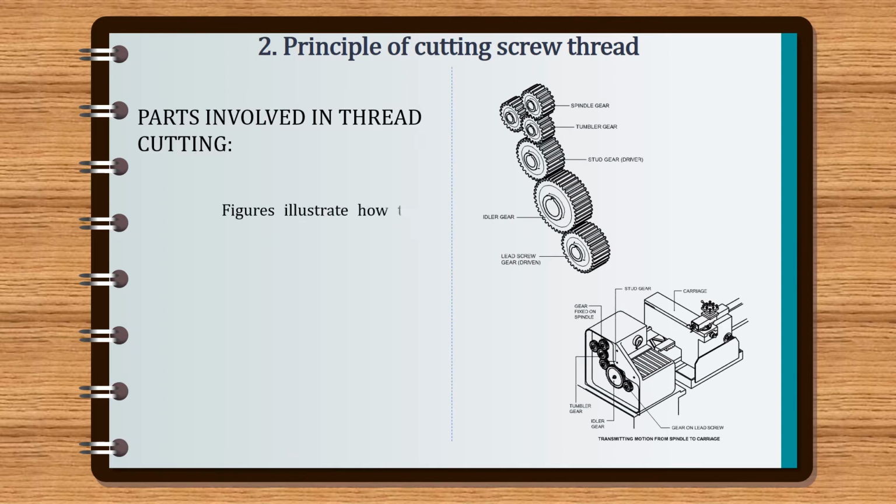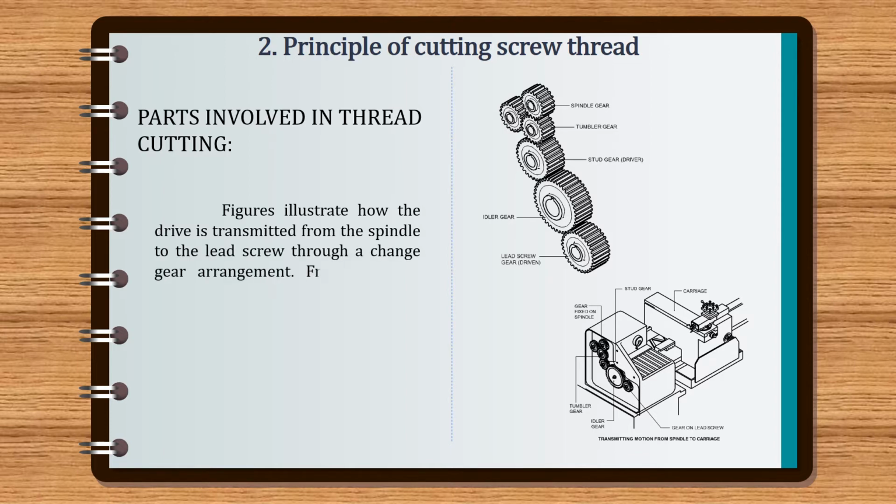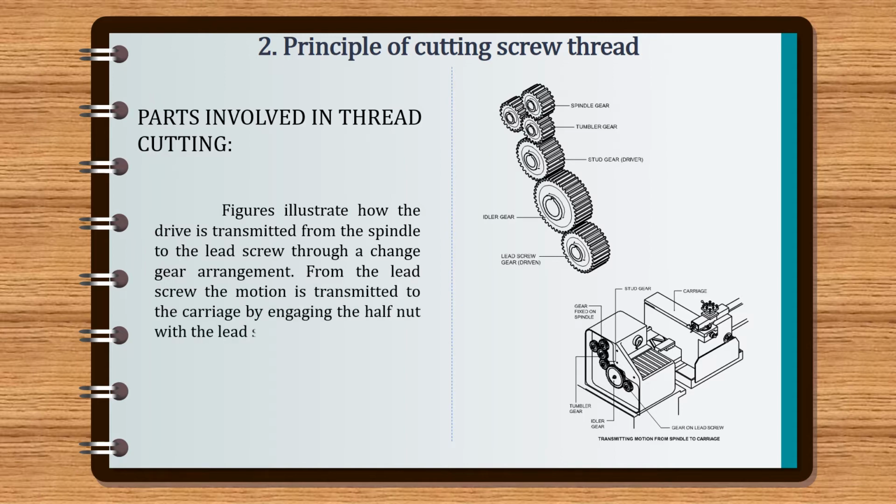Then next, we are going to see parts involved in thread cutting. Figures illustrate how the drive is transmitted from the spindle to the lead screw through a change gear arrangement. From the lead screw, the motion is transmitted to the carriage by engaging the half nut with the lead screw.